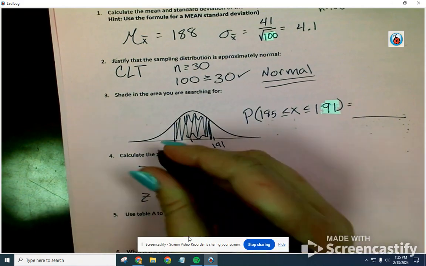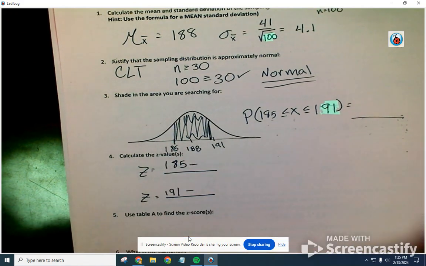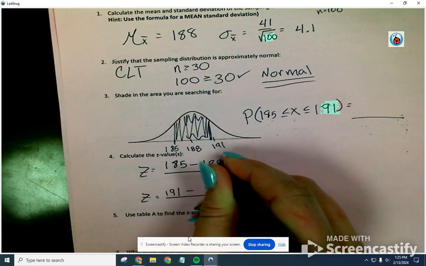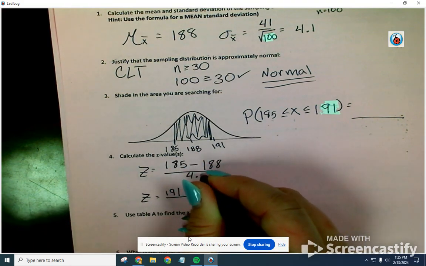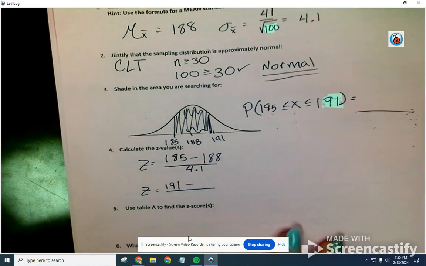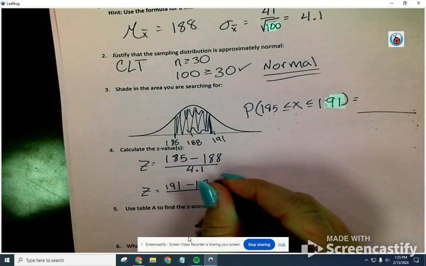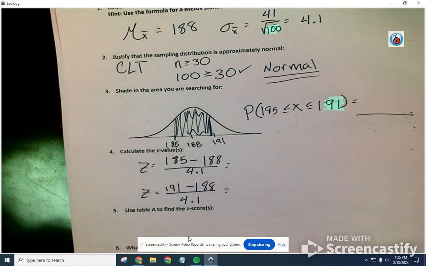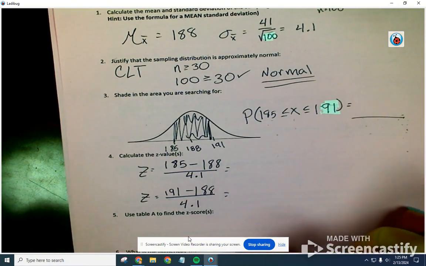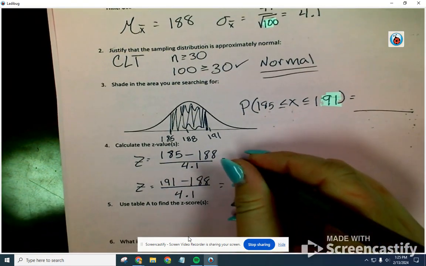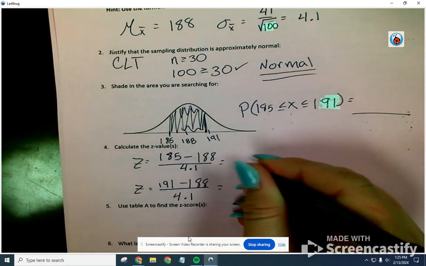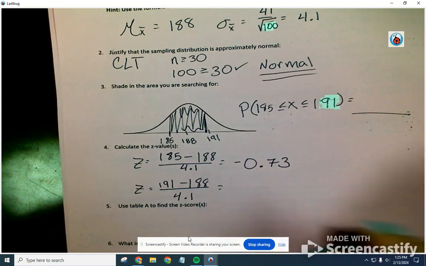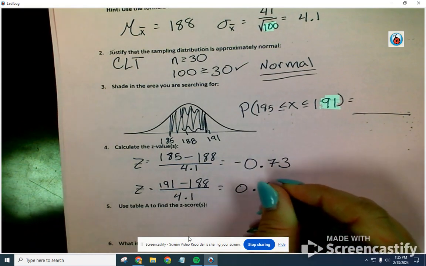So we're going to find those two z values. We're going to do 185 minus 188 divided by our sample standard deviation. And we're going to do the same thing on the other one and figure out what those two numbers are. So go ahead and plug those into your calculators. When you do, you will get negative 0.73 and positive 0.73.